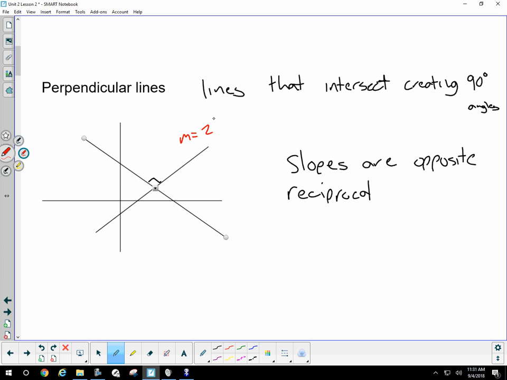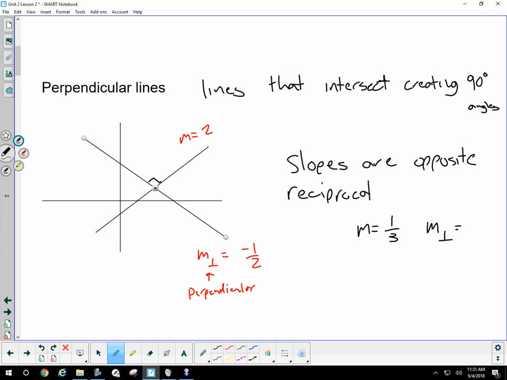What that means is if this is a slope of 2, the slope of a perpendicular line, I'll use this kind of upside down uppercase T for the symbol for perpendicular, would be negative 1/2. If we have a slope of 1/3, a perpendicular slope would be the reciprocal.